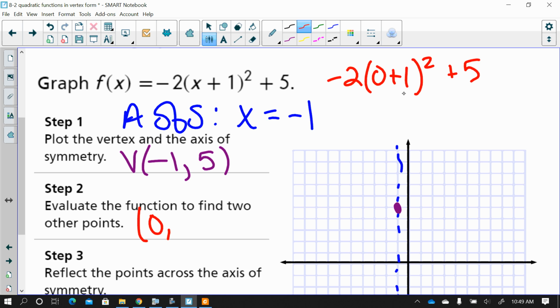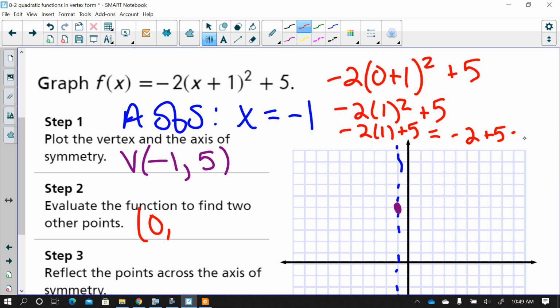Well, order of operations, I start here. 0 + 1 is 1. So I have -2 times 1² + 5. 1² is just 1, so -2 times 1 + 5. -2 times 1 is -2, plus 5 gives me 3. So the first point I have is (0, 3).